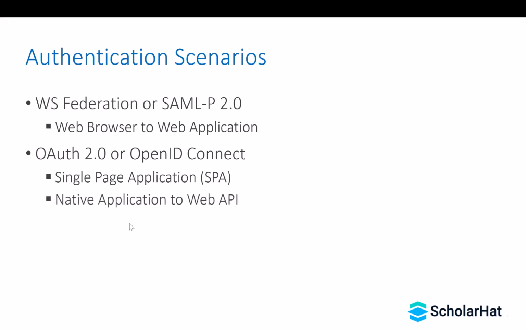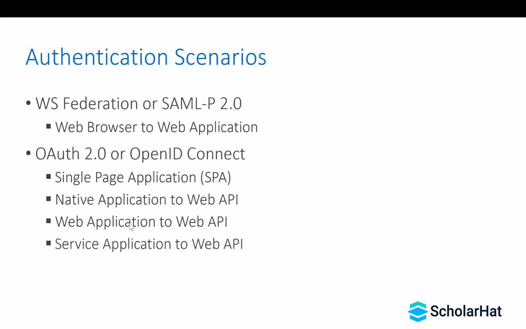If you have a native application to web API, because sometimes we build a mobile application, there we access the API behind the scenes to retrieve the data. So there we can use OpenID Connect or OAuth 2.0. We can also use this in case we have a web UI or web application where you want to access the REST API behind the scenes. In that case also we can use it, and we have a service application to access the web API.